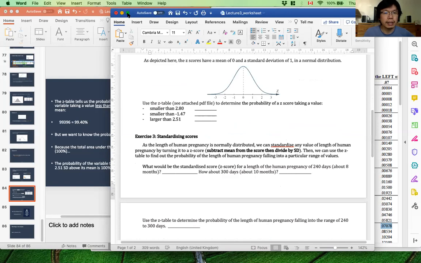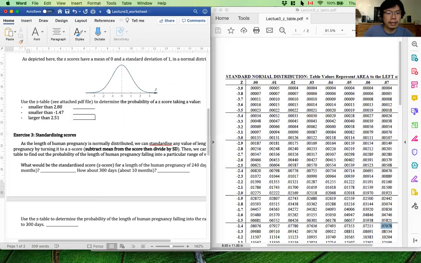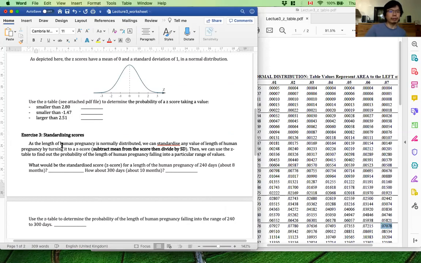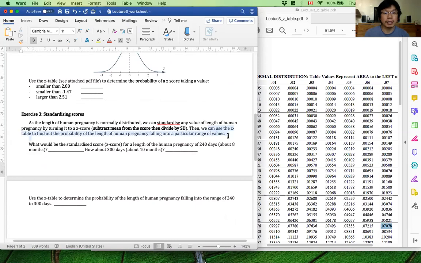So let's look at this problem a little bit more carefully and see if we can solve it with the Z table, okay? First, we can standardize any value by subtracting the mean from the score and dividing by the standard deviation. And then we can use the Z table to find out the probability of the length of any human pregnancy falling into a particular range of values.